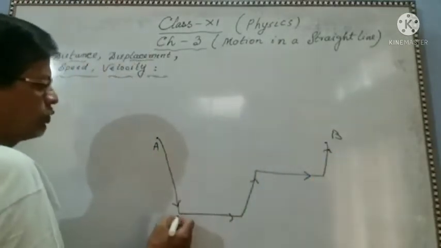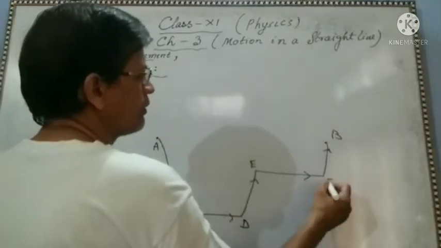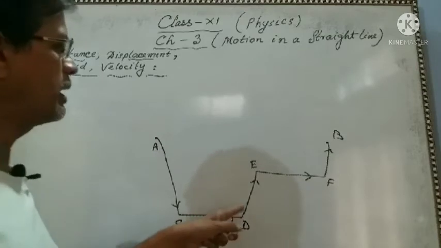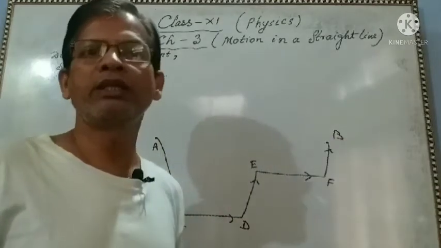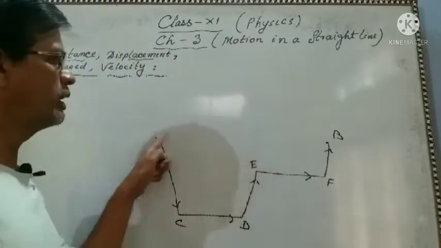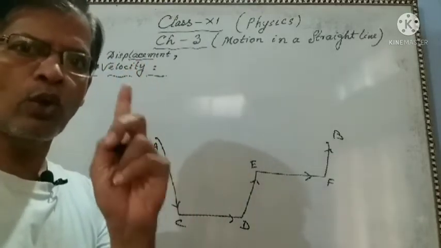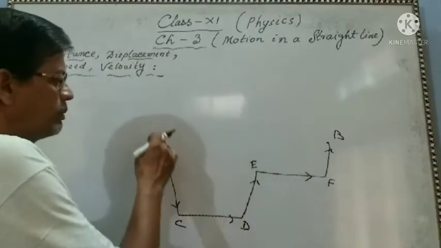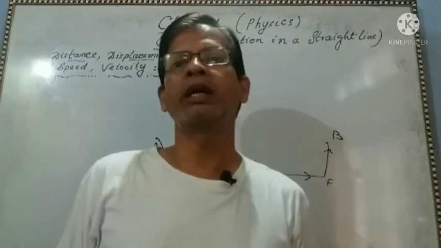So, suppose this is C, D, E, F. The total path length, the total distance traveled, will be AC plus CD plus DE plus EF plus FB. This is the distance traveled by the object. This is the initial point, this is the final point. So, the total actual path covered by the object from initial point to final point in a given time interval. To move this, some time is required. So, this is the distance.